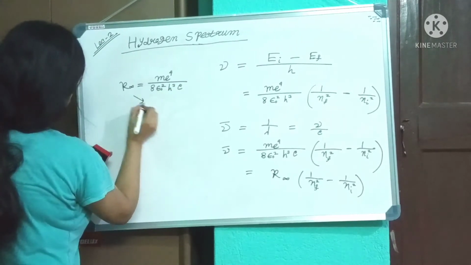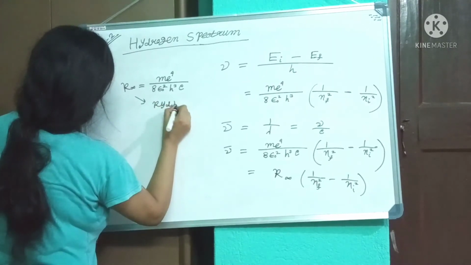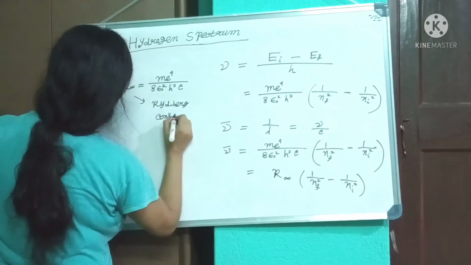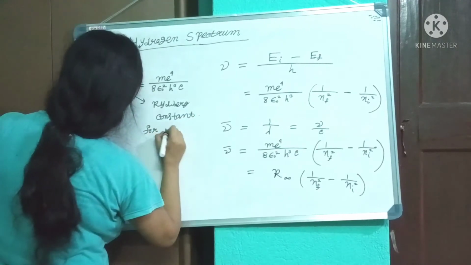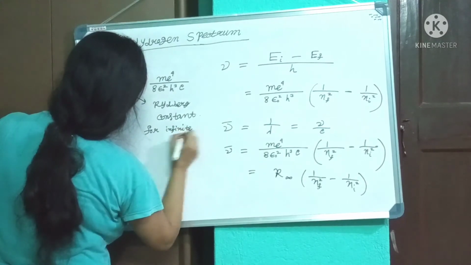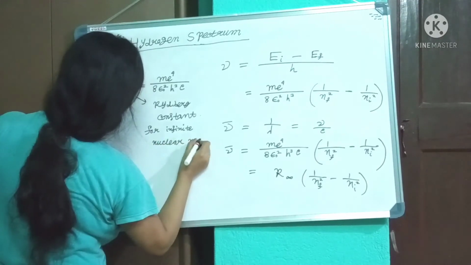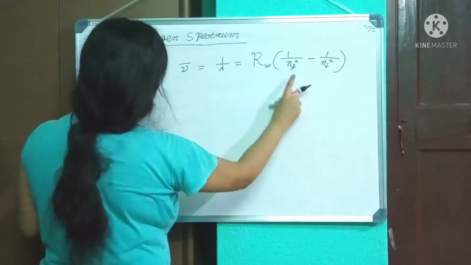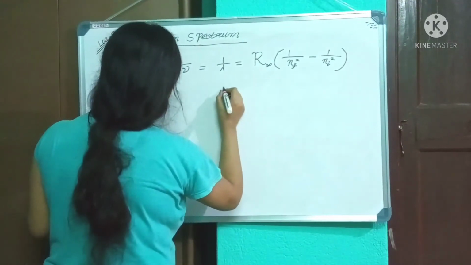We call this R infinity the Rydberg constant for infinite nuclear mass. Now nu bar equals R infinity into (1 by nf square minus 1 by ni square).